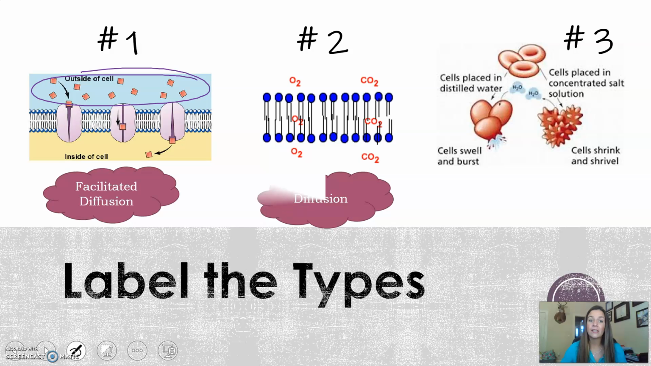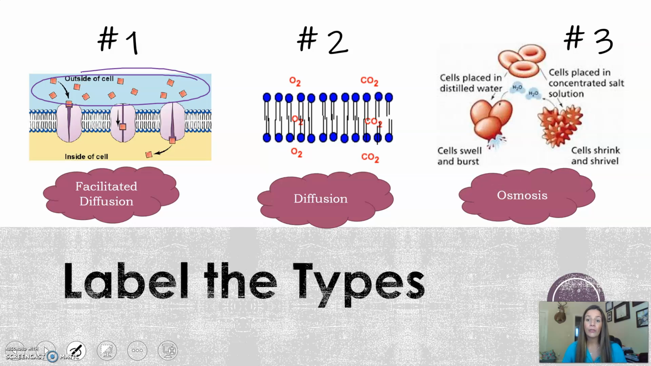Number 2 is diffusion. So you're seeing CO2 and O2, carbon dioxide and oxygen. Those are both gases, so they're moving through. And then last but not least, number 3 is osmosis. This is the movement of water. It's talking about red blood cells, and when they're placed in water, how the water moves depending on whether it's a distilled water concentration solution or a salt water concentration.